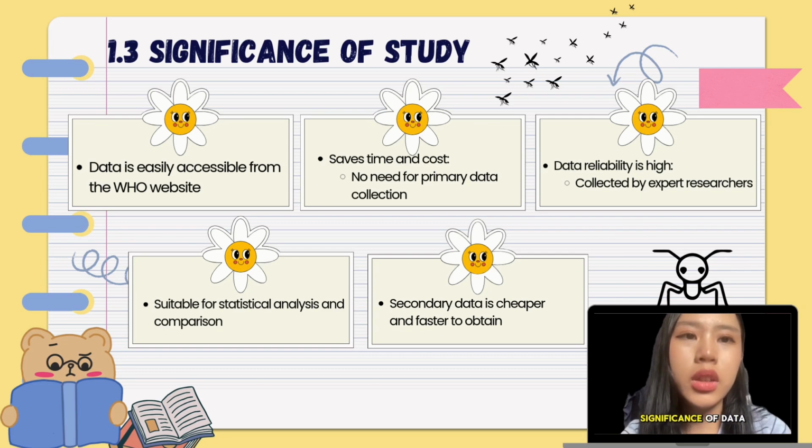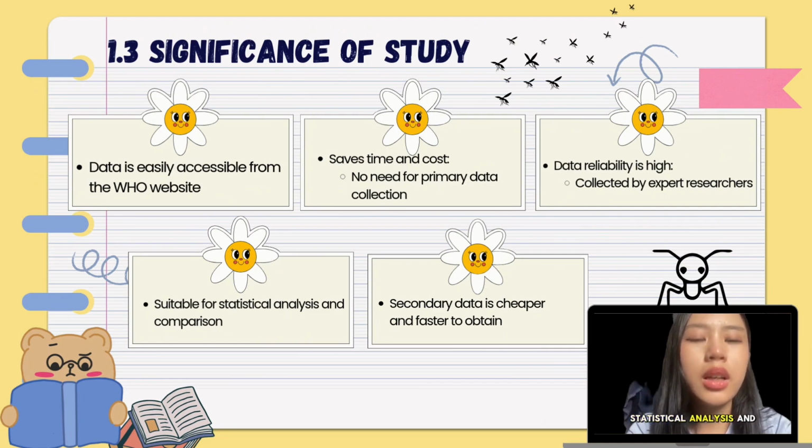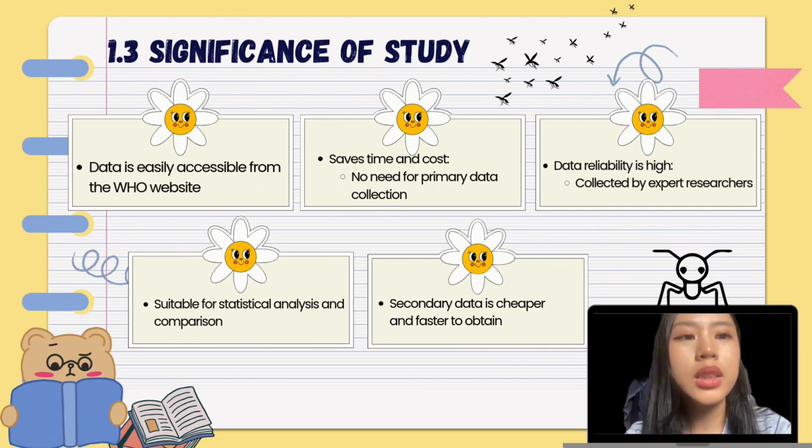As for the significance of the study, data is easily accessible from the WHO website. Therefore, it saves time and cost since it doesn't need primary data collection. The data recorded is highly reliable. This is because it is collected by expert researchers. It is also suitable for statistical analysis and comparison. Secondary data is cheaper and faster to obtain.